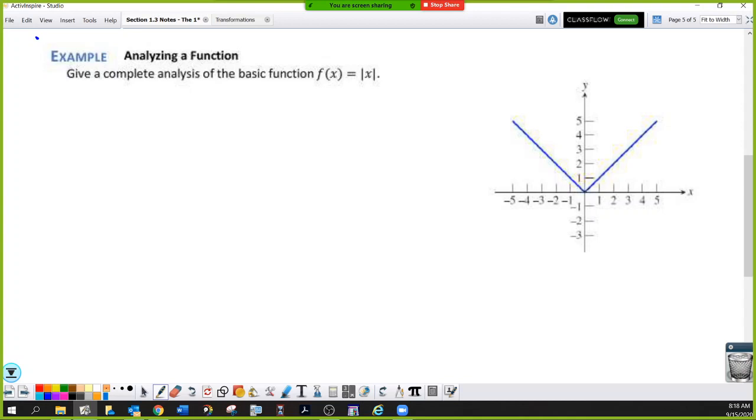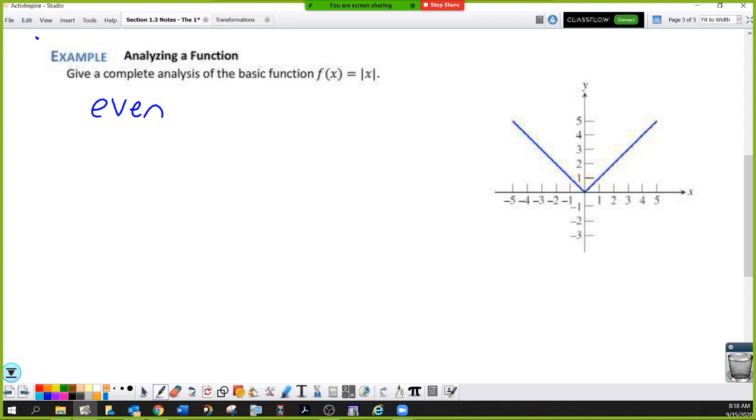So for this one, it just says give a complete analysis. That means you just list out all the stuff you can about its symmetry, decreasing, increasing, maximums, minimums, domain, range, continuity, and boundedness. That's a complete analysis. First of all, symmetry. Does it have symmetry? What kind? Even or odd? It's an even function, so we'll say it's even.